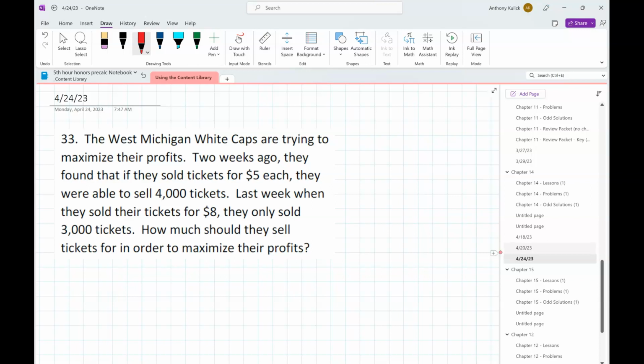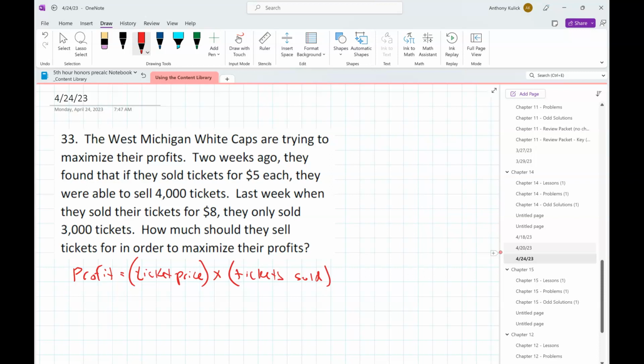All right. So profit is going to equal ticket price times number of tickets sold, right? Well, I'll just say tickets sold. You feel okay there? Okay. So that's what my function needs to look like.